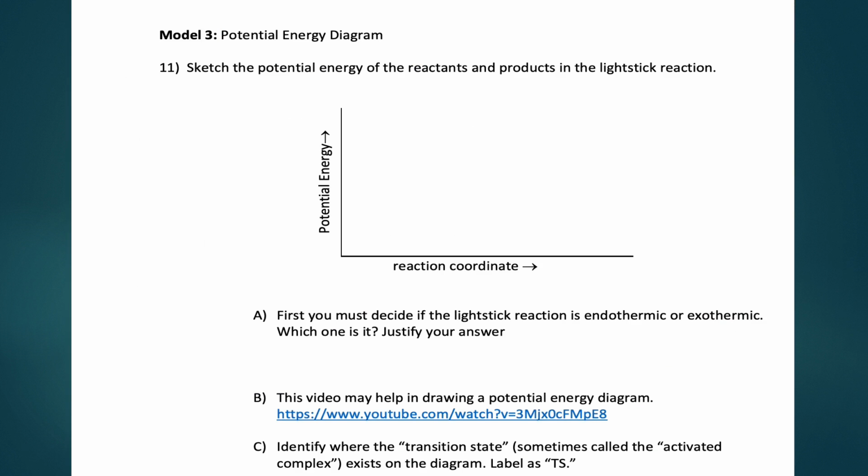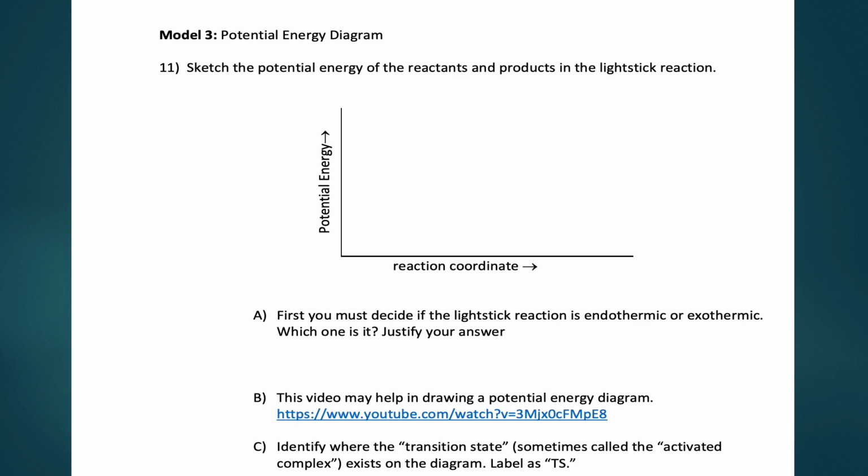Model 3 is a potential energy diagram. At this point, the students should have already drawn a potential energy diagram before. I do have a video linked here that can help them draw this. But the first thing I want them to do is decide, is the light stick reaction endothermic or is it exothermic?